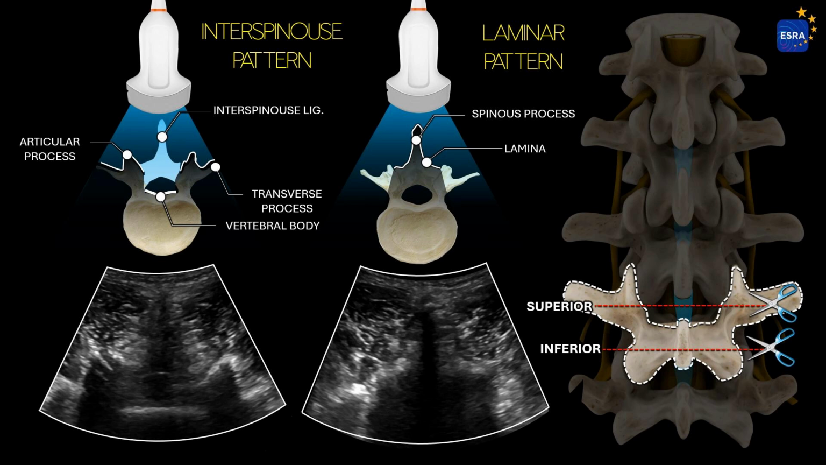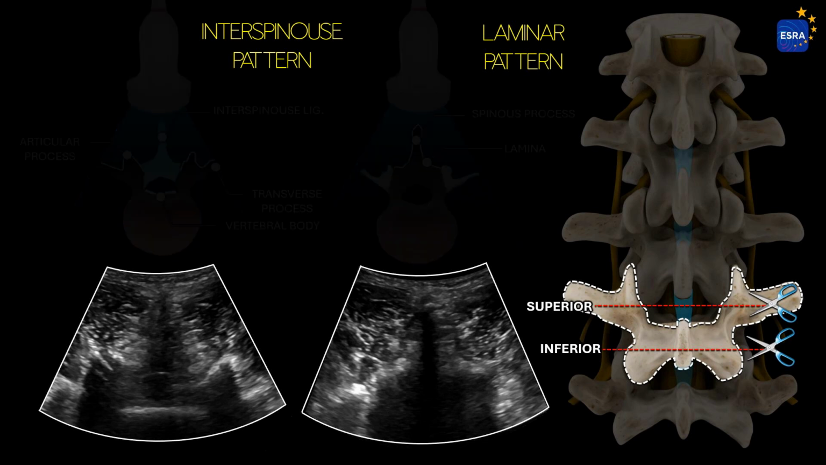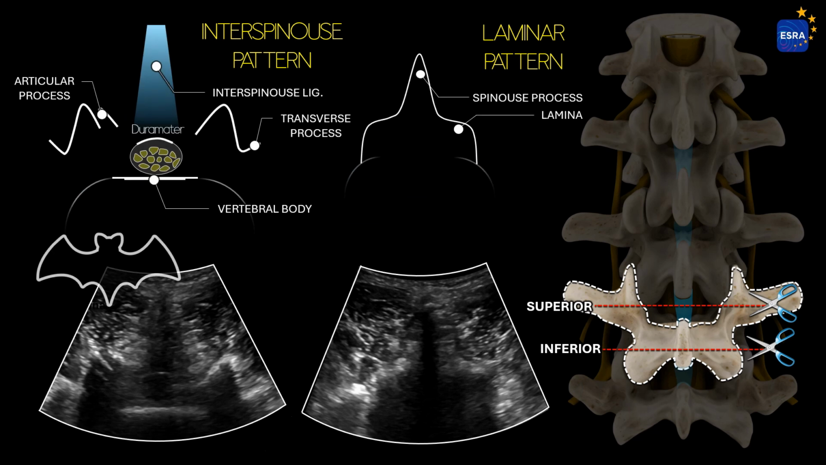Additionally, besides identifying an acoustic gap that allows us to locate and access the neuroaxis, we can also identify the articular processes and, in some cases, the facet joints and transverse processes. We will call this pattern the interspinous pattern. The interspinous pattern, according to some authors, has a certain resemblance to a bat.